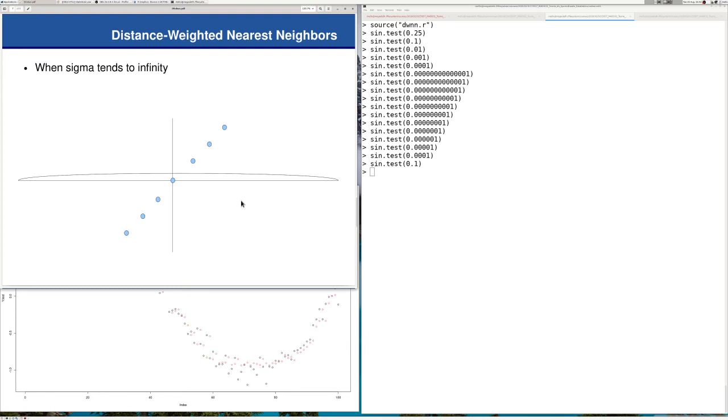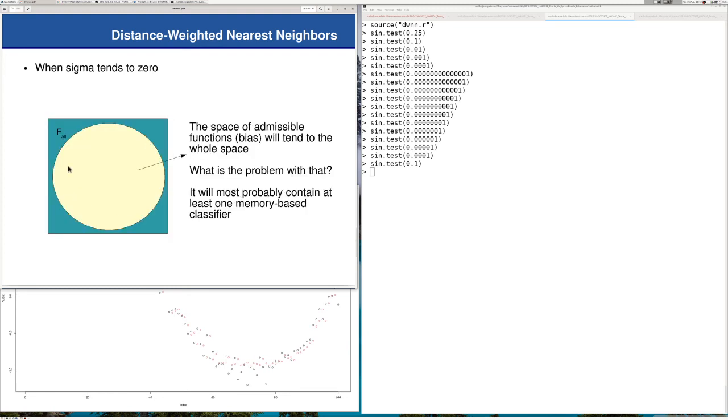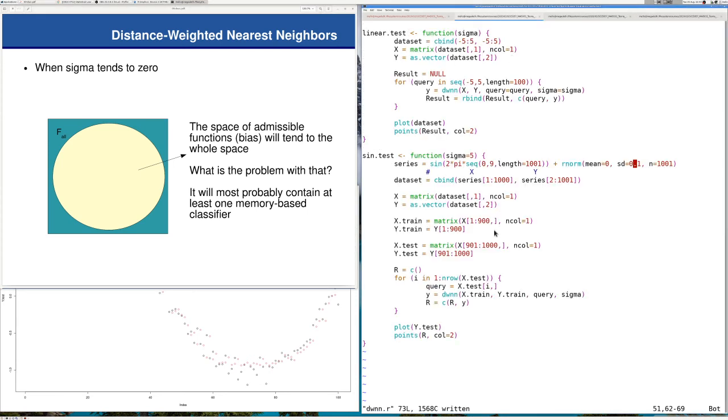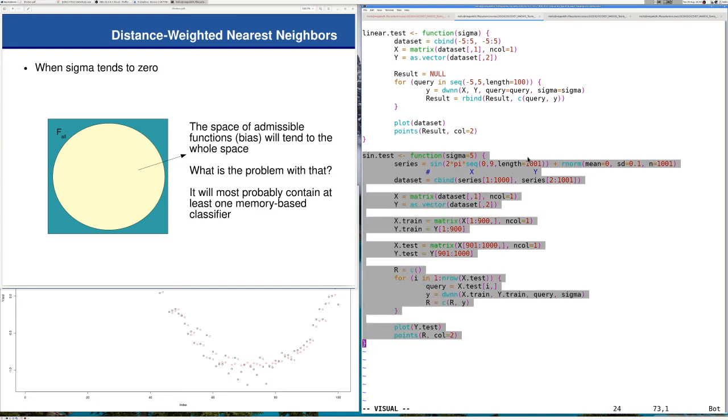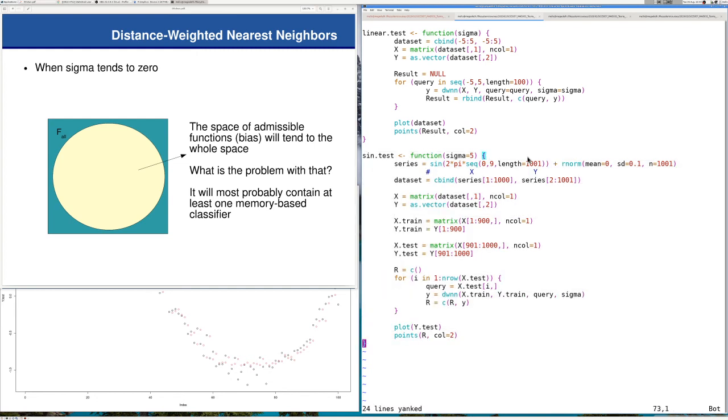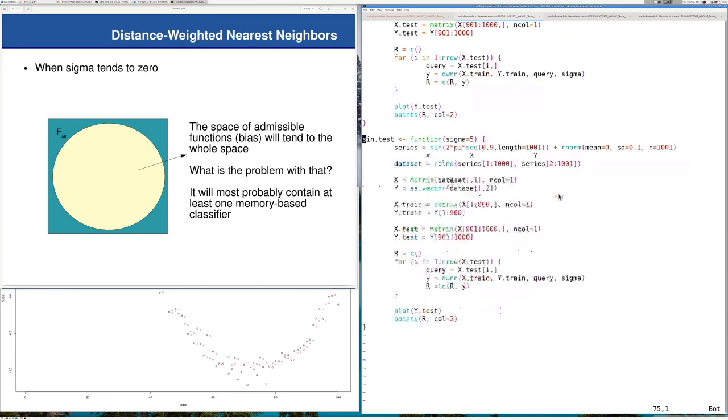Okay. On the opposite, when I decrease sigma, I'm considering a much more complex space of divisible functions which might eventually contain the memory-based classifier or the memory-based regression function. What's the problem here? I cannot just reduce my sigma. What could I do over here? I could take advantage of this guy over here and perform some sigma selection strategy.